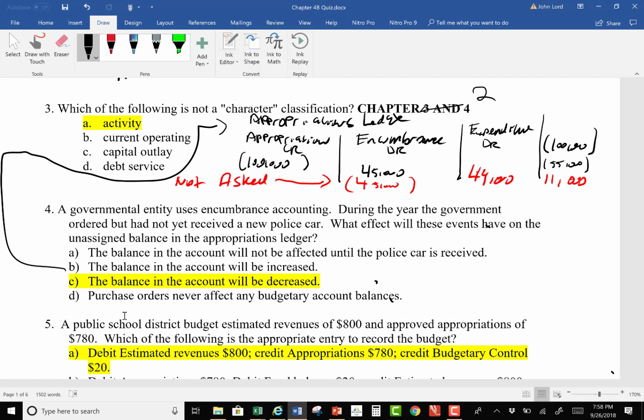Okay. Now I don't want to throw the baby out with the bathwater. The journal entries to debit the unassigned and credit what? Credit the assigned, right? Fund balance like we saw in the example. Okay. So as a result of this transaction, what effect will it have on unassigned fund balance in the appropriations ledger? In the appropriations ledger, my what? Unassigned appropriation came down, didn't it? My unassigned fund balance decreased. Isn't that true?